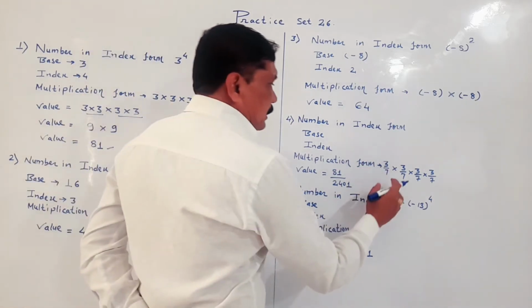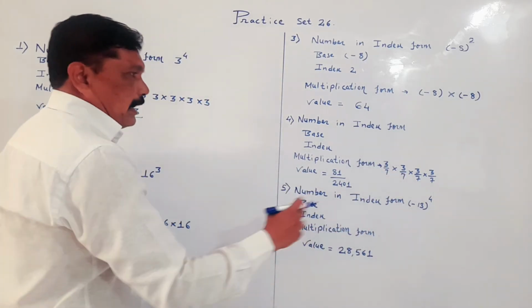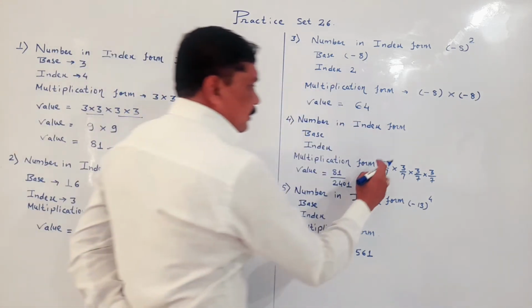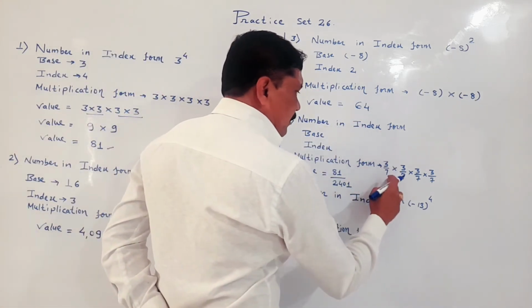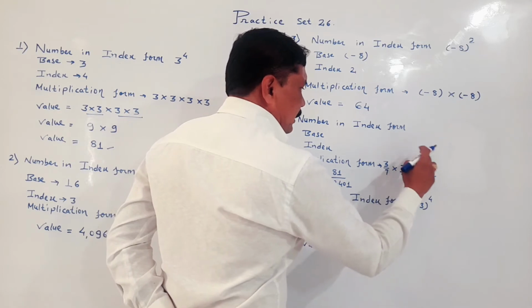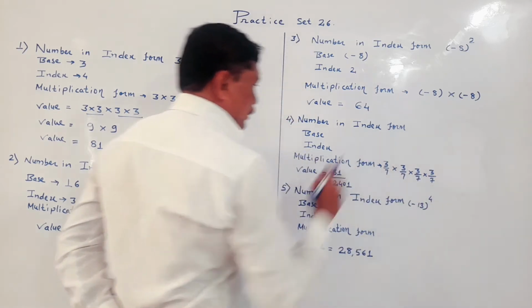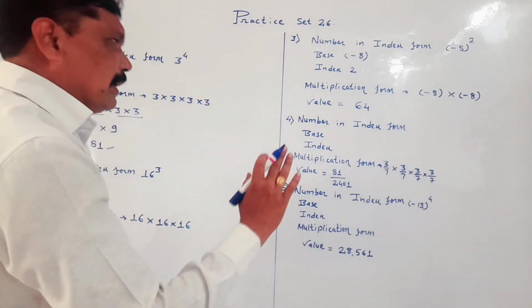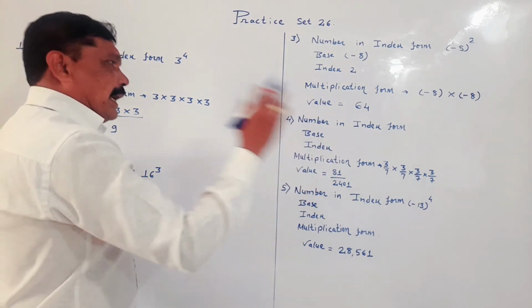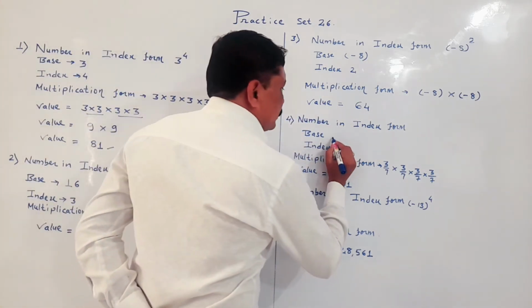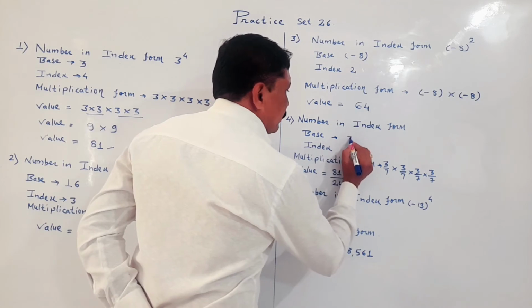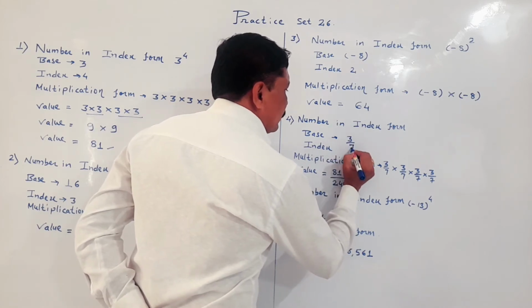My dear student, in the next form only multiplication form is given. So first we will see the number which is multiplied by itself again and again. 3 by 7, 3 by 7, 3 by 7, 3 by 7. So the same number is multiplied again and again and that same number will be base. So base will be 3 by 7.